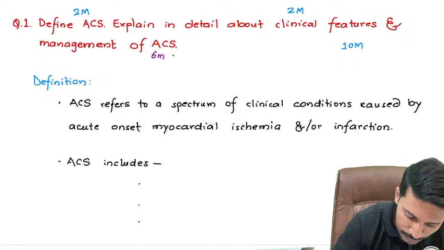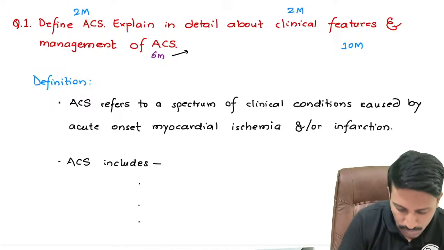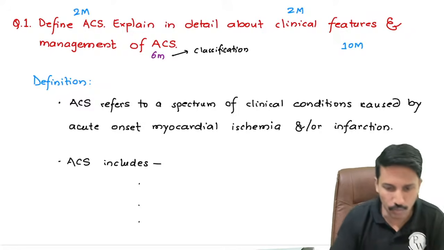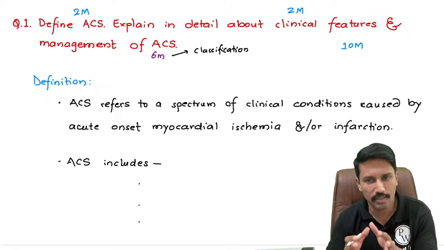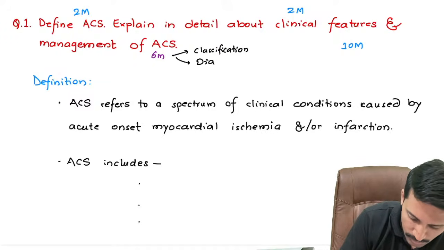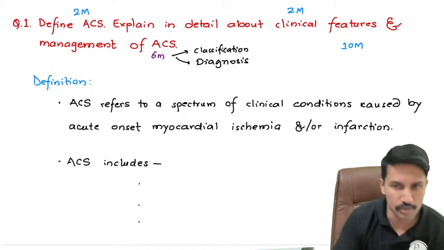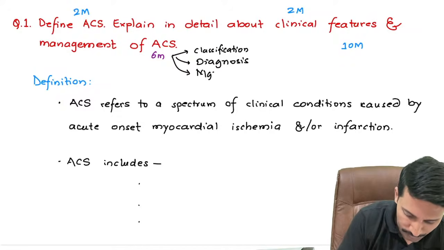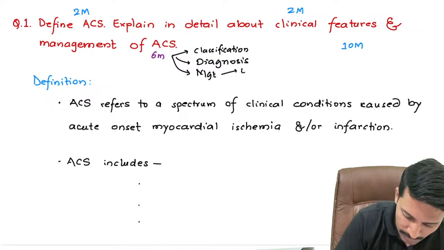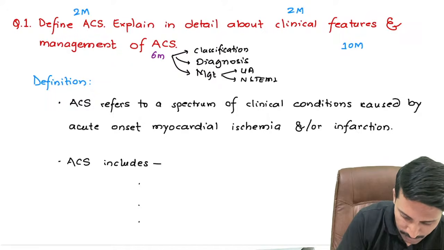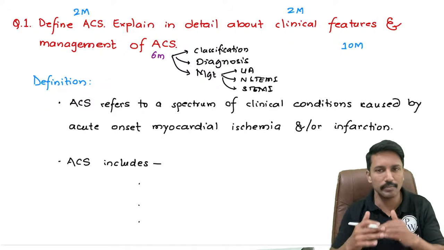Within that management, you should be writing about the classification of acute coronary syndrome into unstable angina, non-ST elevation MI and ST elevation MI. You should be talking about diagnosis, including the role of biomarkers, that is troponin, CKMB and all. And then you should be talking about management, specifically how you manage unstable angina, NSTEMI and STEMI under different headings. So this will give you 6 marks. Okay, so we'll follow the same approach here.